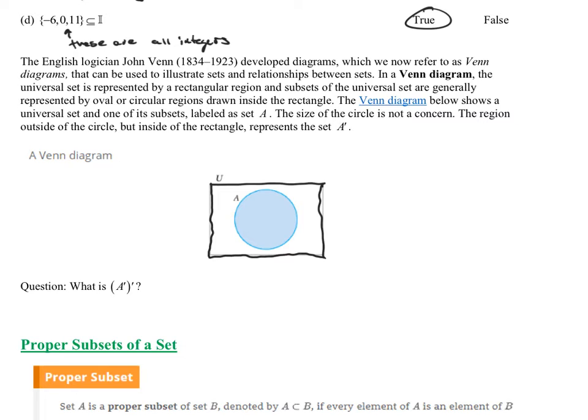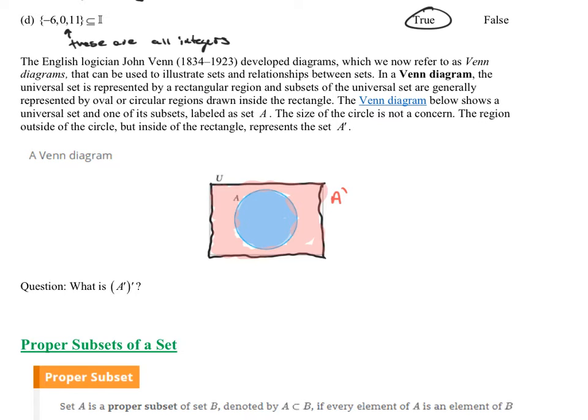So we have two regions of a Venn diagram in this picture. We have the set A. Anything inside the blue circle is a part of A. Anything outside the blue circle, which would be the area that I'm shading in red right now, that would be A complement. So A complement is anything inside the universe that is not in the set A. A Venn diagram is a nice visual representation for looking at members of sets and complements of sets.